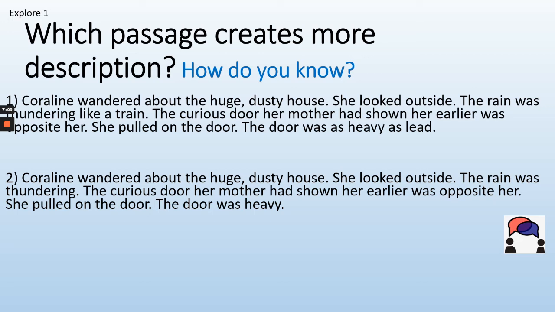Okay, you should have chosen number 1 because we have some similes in there. The rain was thundering like a train. So that's how loud the rain was. It was thundering like a train. And the door was as heavy as lead. So that's how heavy it was. Lead is very heavy. So it's really heavy to open.